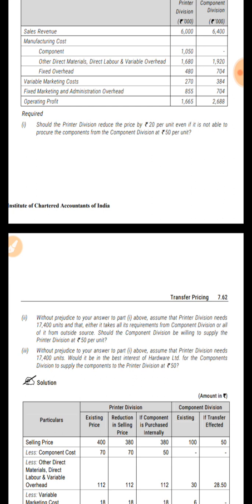Without prejudice to your answer to part 1 above, assume the printer division needs 17,400 units. Would it be in the best interest of Hardware Limited for the components division to supply the components to printer division at Rs 50?